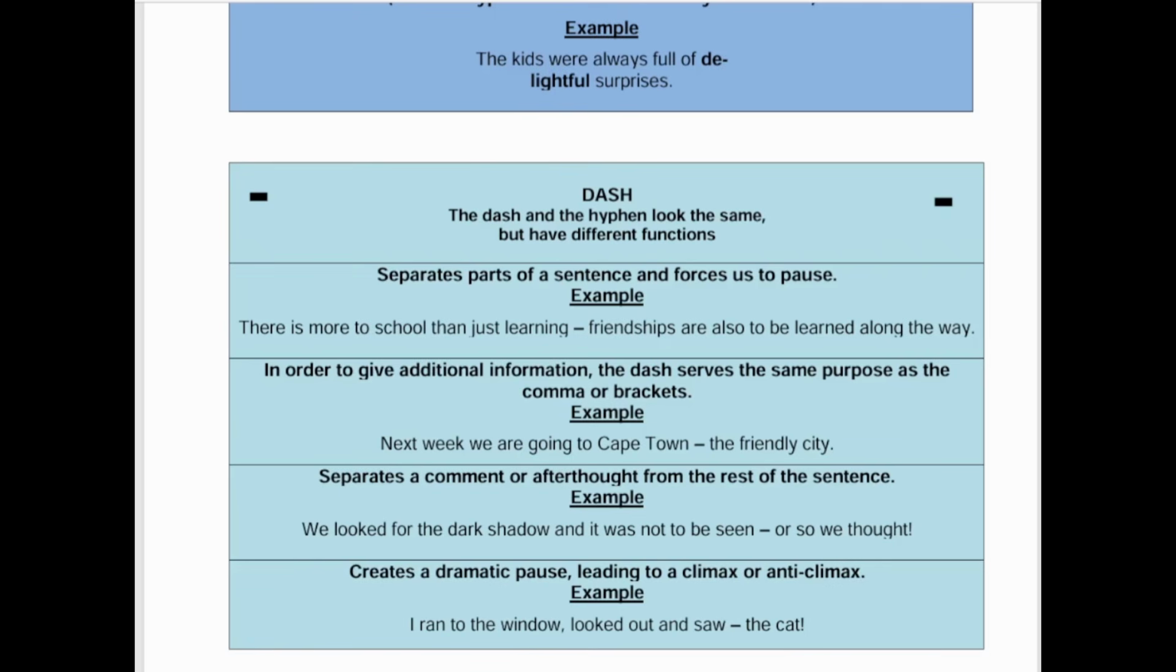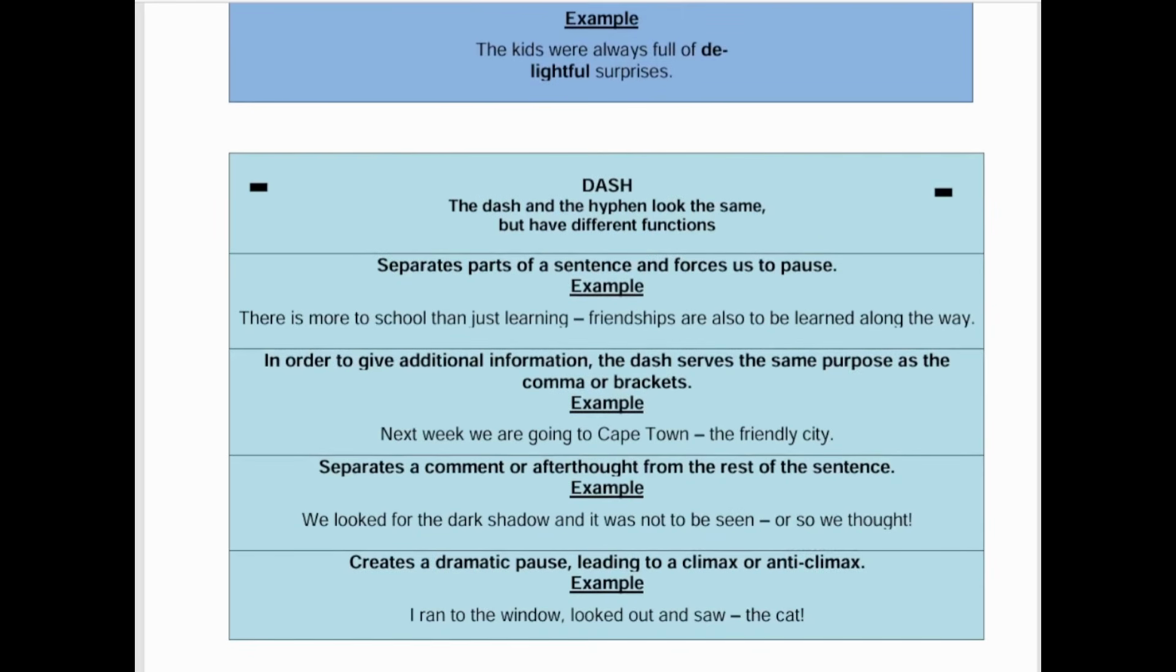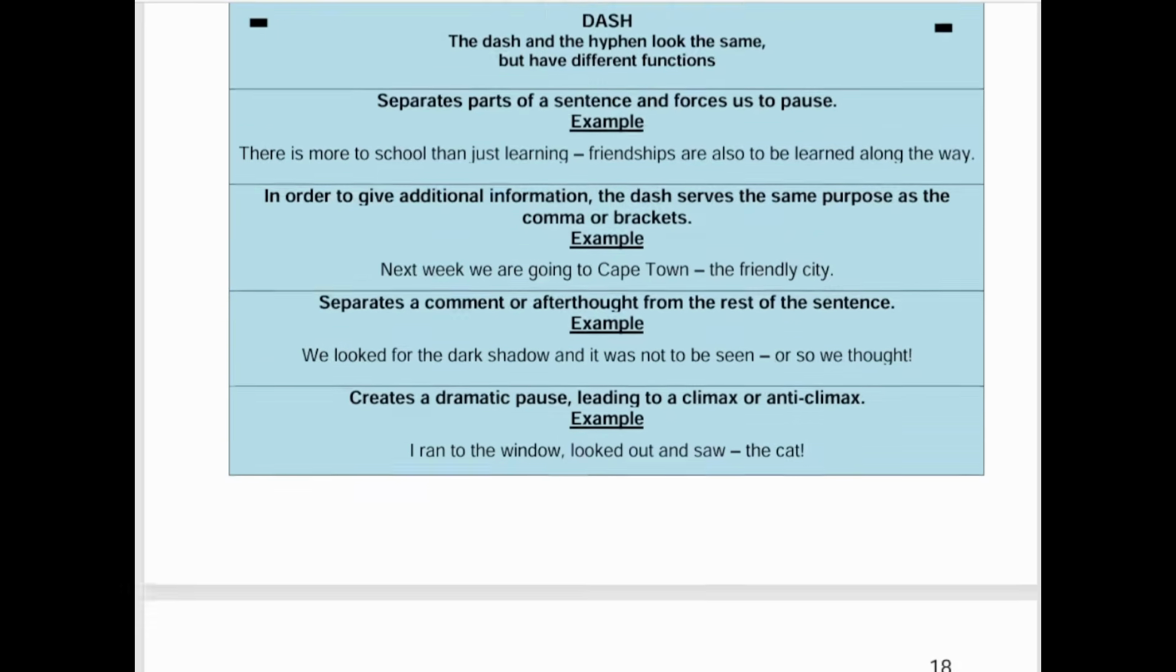The last use of a dash is to create a dramatic pause leading to climax or anticlimax. I ran to the window, looked out and saw — the cat. So you can see there is a dramatic pause there. Sorry. I ran to the window, looked out and saw — the cat. So there has been a dramatic pause. The dash has been used to bring a dramatic pause.